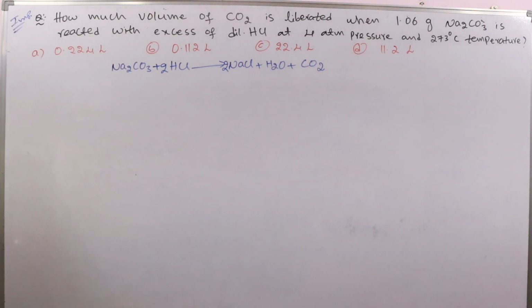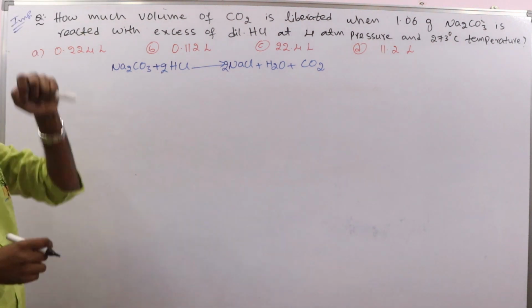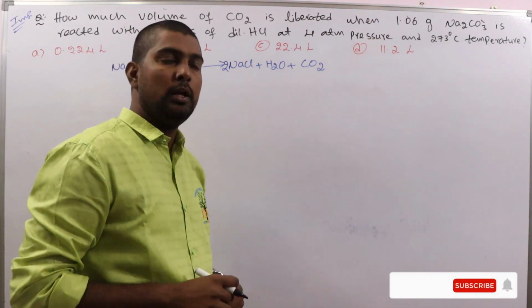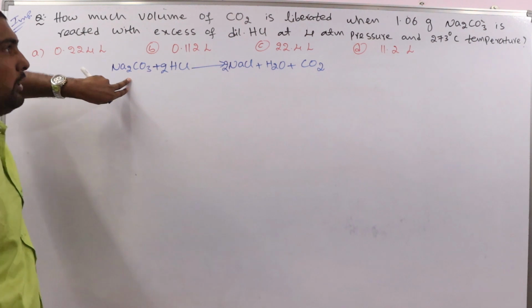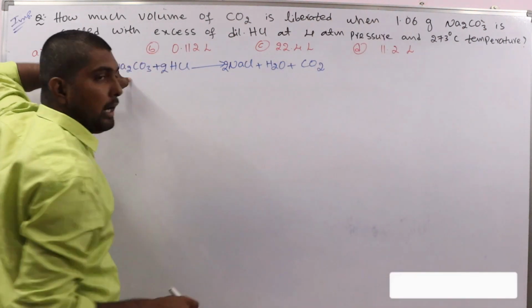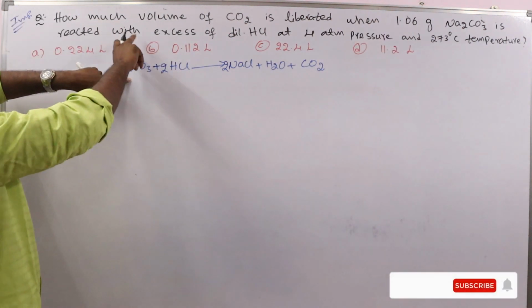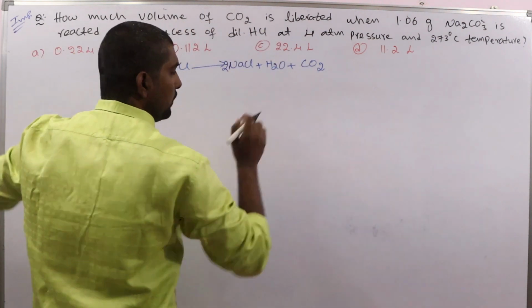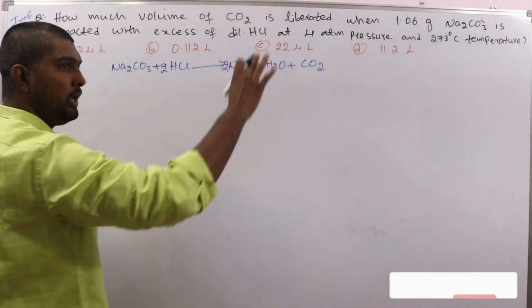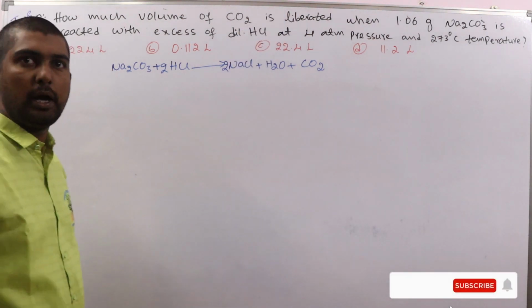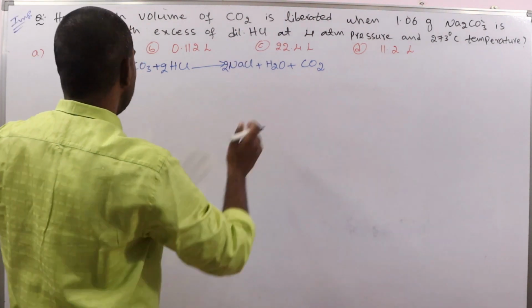Okay, so now this is the balanced reaction, and first of all what you have to do is identify the species involved in the given problem. Sodium carbonate weight is given, and they ask you to find the volume of CO2. So we should focus on these two only, forget about the other three species present in the reaction. Only focus on these two.